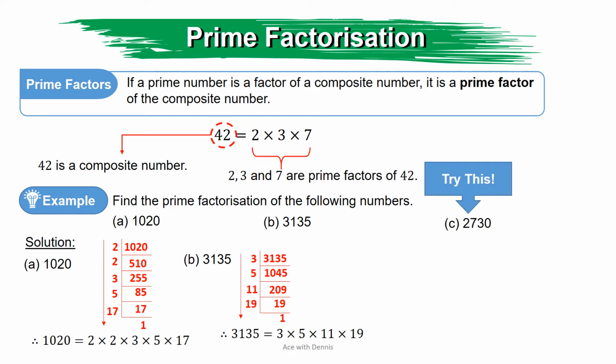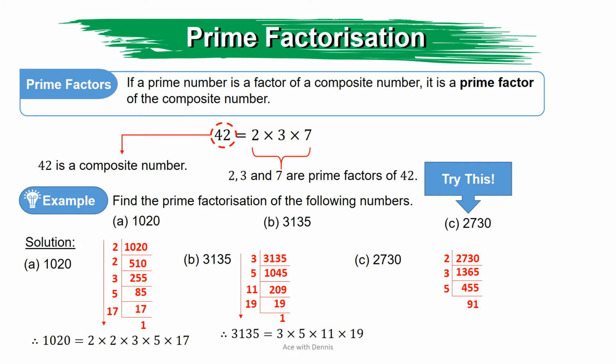Now, you can try this number. C, 2730. You can pause the video and try to do it yourself. Here is the solution. 2730. It is divisible by the lowest prime number, which is 2, and we get 1365. So 1365, the next prime number will be 3. So we divide 1365 by 3, we get 455.